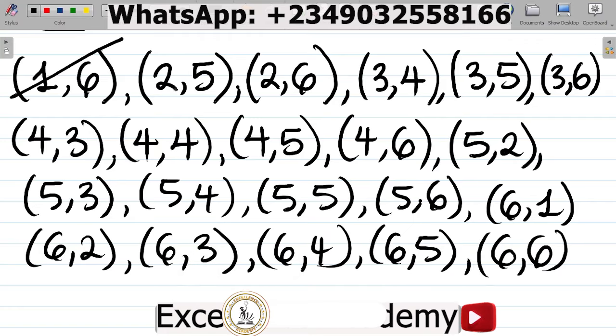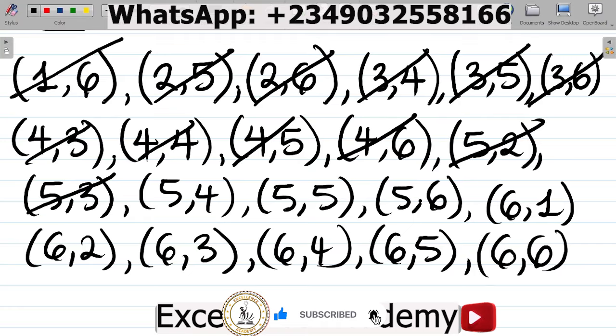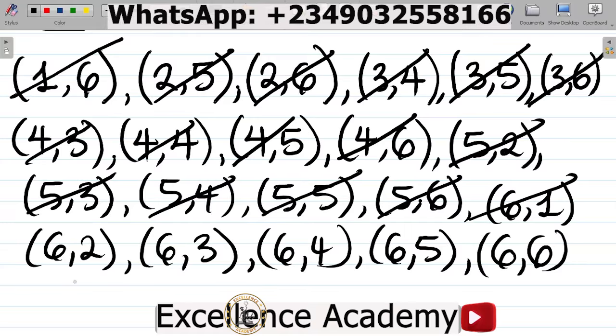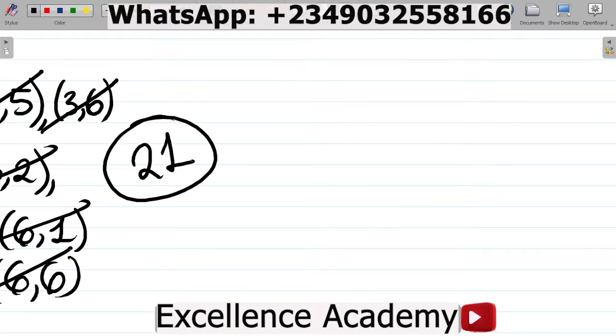We have 1, 2, 3, 4, 5, 6, 7, 8, 9, 10, 11, 12, 13, 14, 15, 16, 17, 18, 19, 20, and 21. So in total here we have 21. 21 is the total number of required outcome.